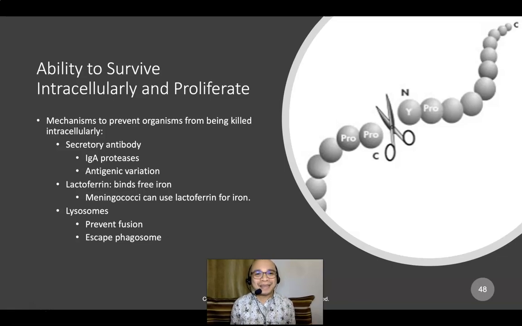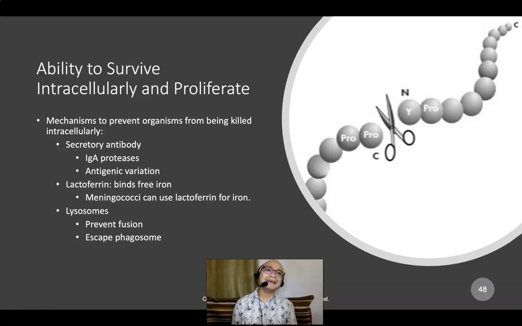But some of them will produce IgA protease. IgA protease is an enzyme that will literally cut the proteins of our IgA. That will render our IgA useless, and IgA is important for mucosal immunity. They are found mostly in our secretions. Antigenic variation is another one, so that they can easily evade the wrath of our immune system.